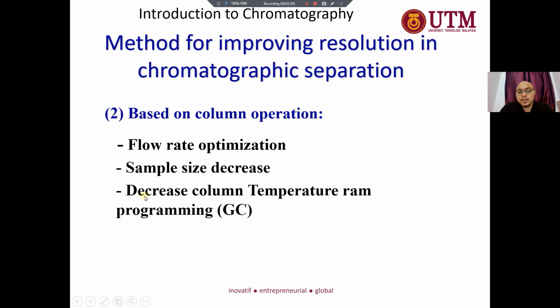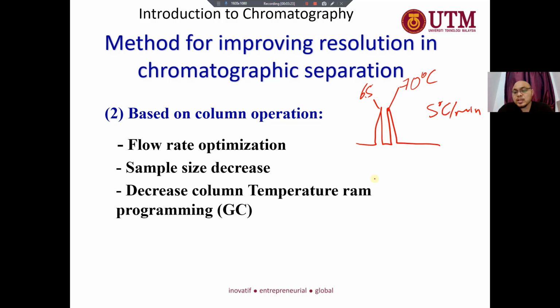If we are using GC, we can improve the separation by using low column temperature ramp programming. For example, your analytes: the first one has a boiling point at 65 degrees Celsius, and the second analyte at 70 degrees Celsius. In this chromatogram, the temperature programming is at 5 degrees C per minute of increment.